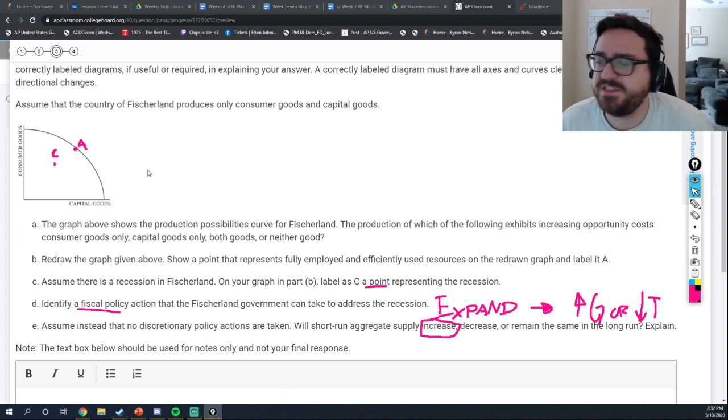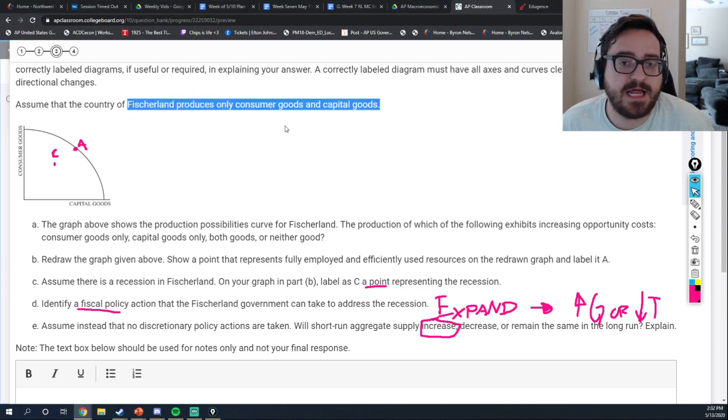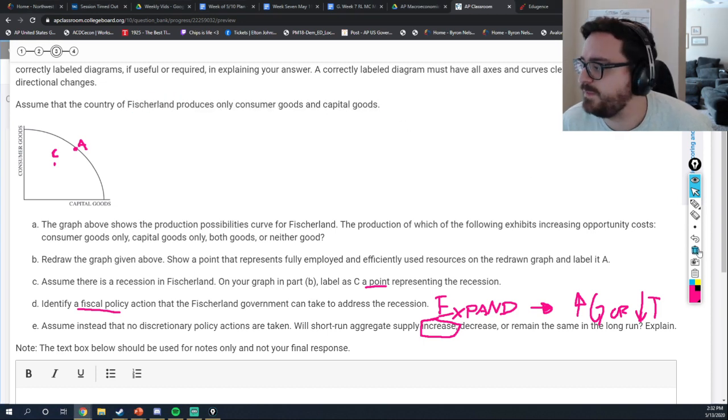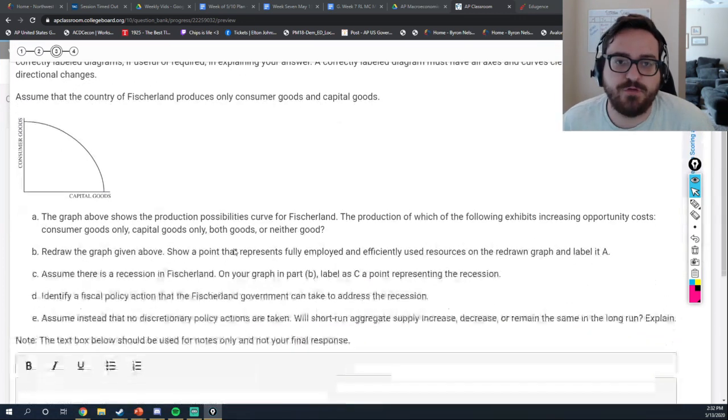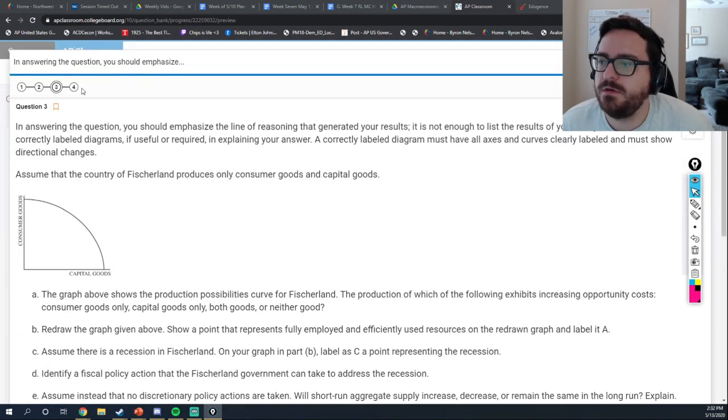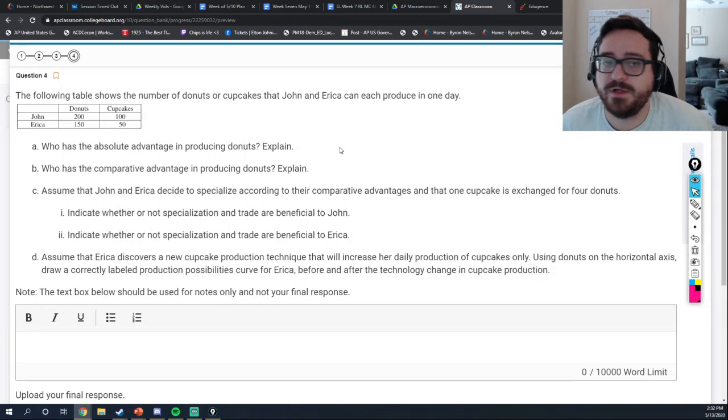Okay. This is an FRQ we've actually done in class before. It's just a really good FRQ for hitting on a lot of stuff when it comes to monetary policy. Okay, last one.